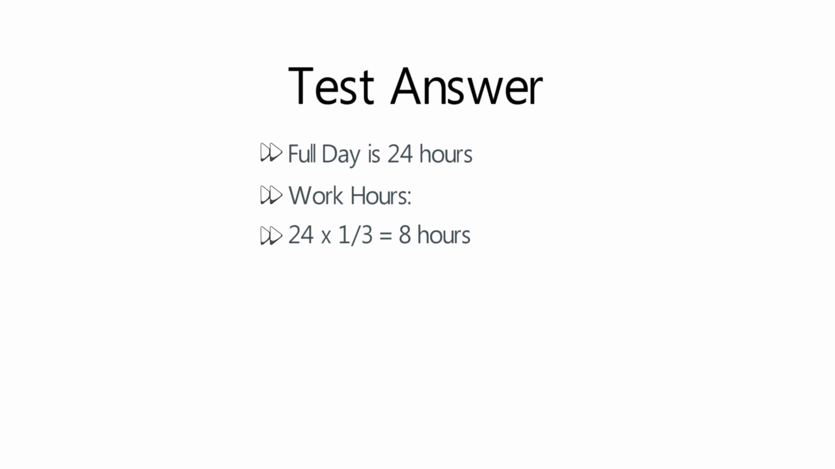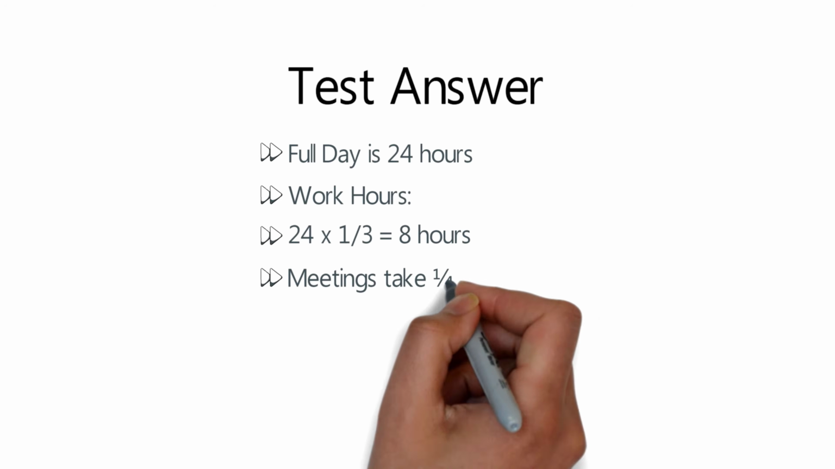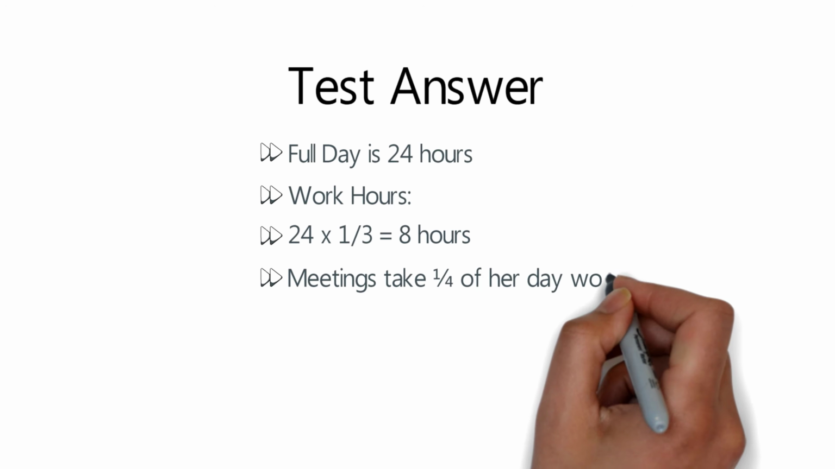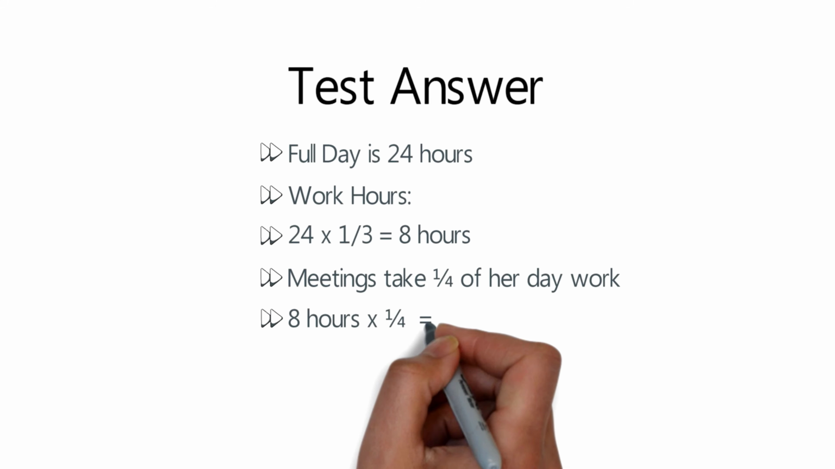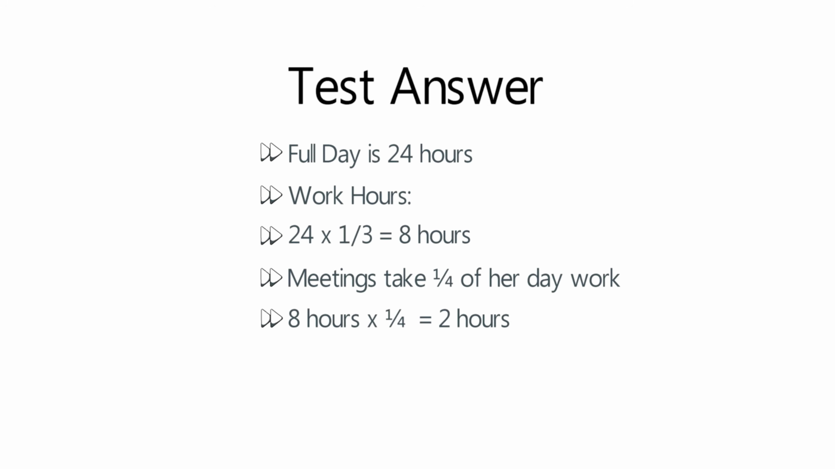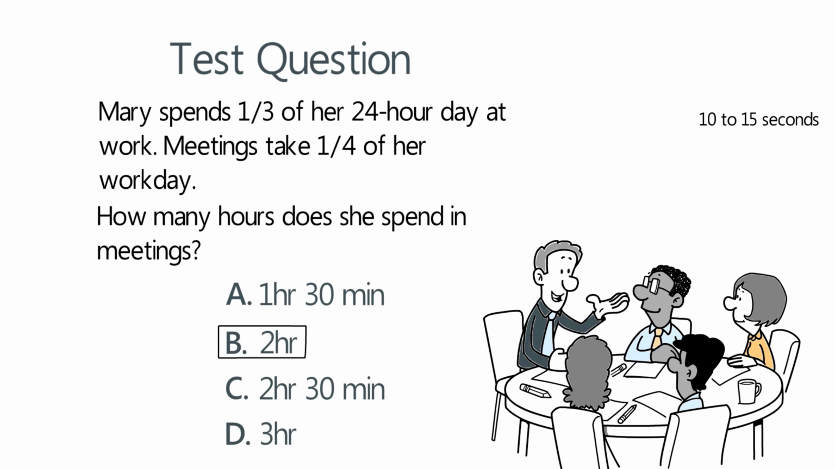or actually dividing 24 by 3. Meetings take 1/4 of her workday. So to calculate how much time she spends in meetings, we need to multiply 8 hours by 1/4, and the result is 2 hours. So the correct answer is choice B, 2 hours. Hopefully you've nailed this question and now know how to answer similar problems in the test.